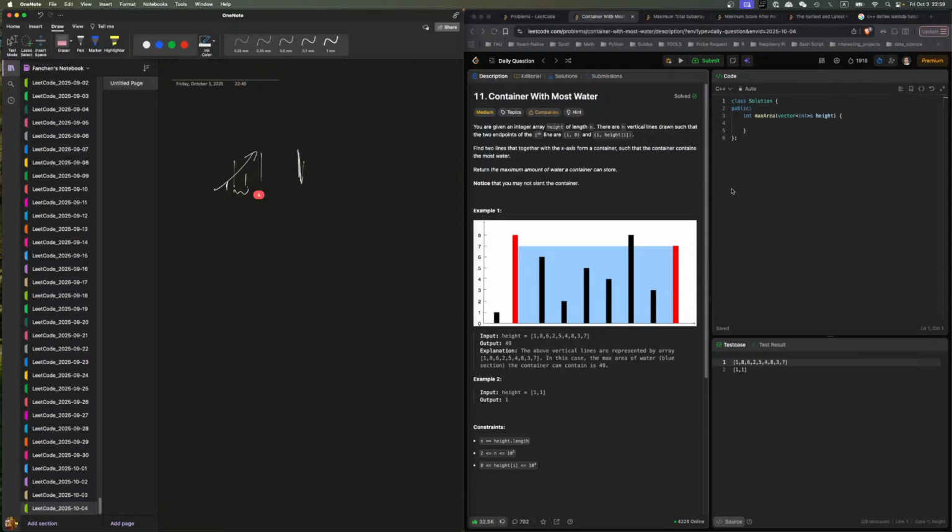What are we looking at? We're looking at the smaller of the two multiplied by their distance. That's what we're looking at, right? Small of the two and multiplied by their distance.